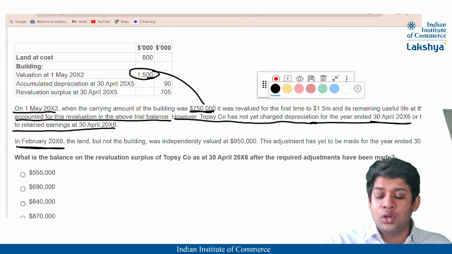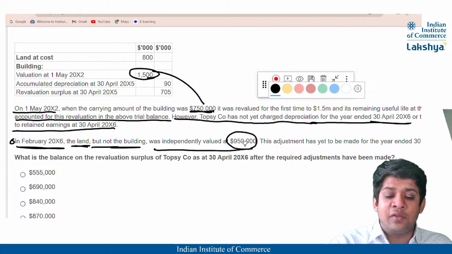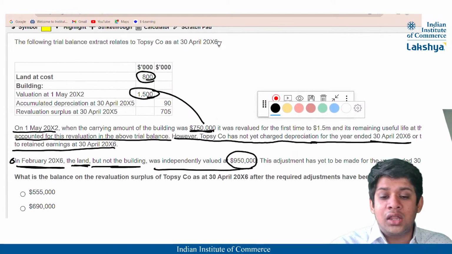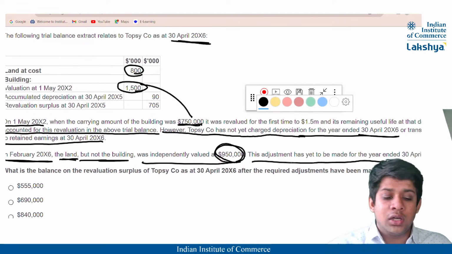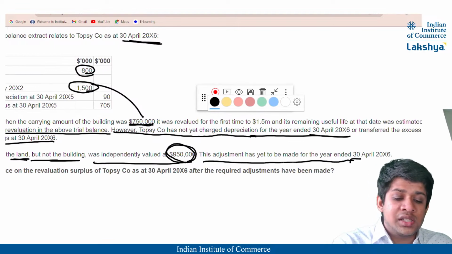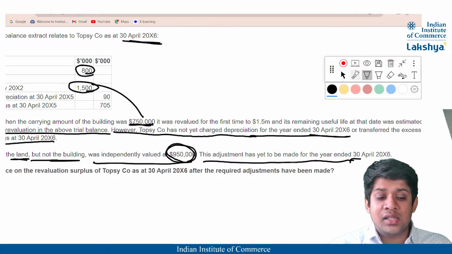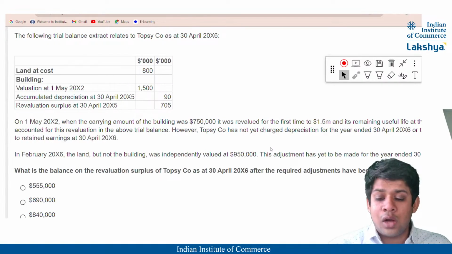In 1st February 2016, I think it should be on, right? The land, but not the building, was independently valued to be $9,50,000. You can see the land cost is 800, right? At 30th April 2016, the land is 800, but it got independently valued to $9,50,000. And this adjustment has not yet been made for the year ended 30th April 2016. That means if this adjustment is not made, I have not fair valued my land again, and there is a fair valuation surplus. So I have not accounted for it within the financial statements. So I will do so.